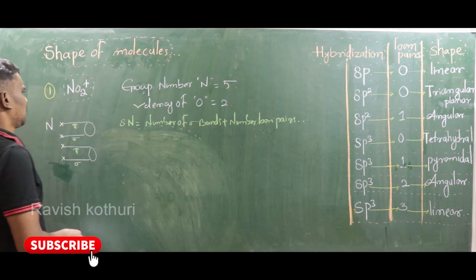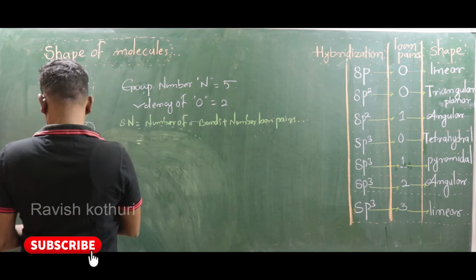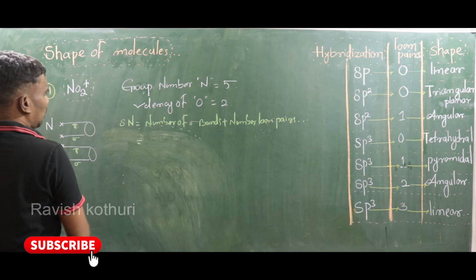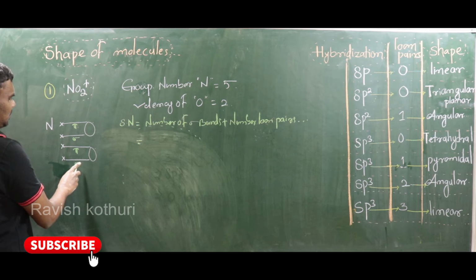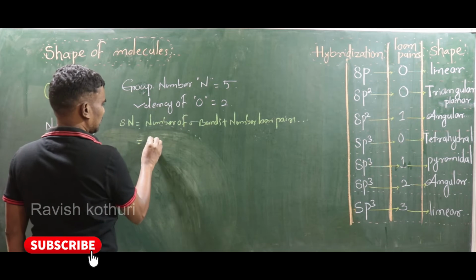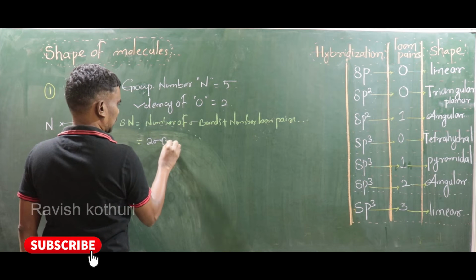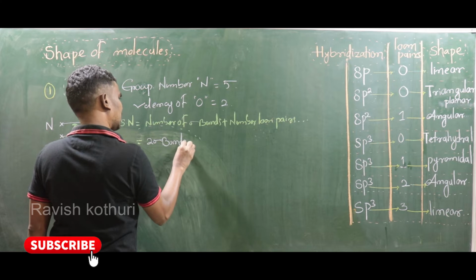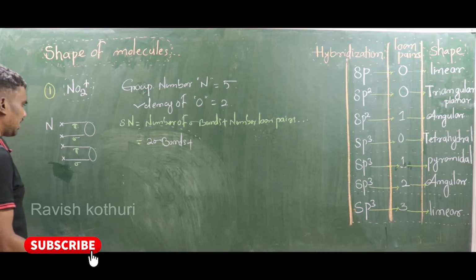Observe carefully. Here, how many sigma bonds are there in NO2 plus? 2 sigma bonds. 2 sigma bonds present. Any lone pairs?